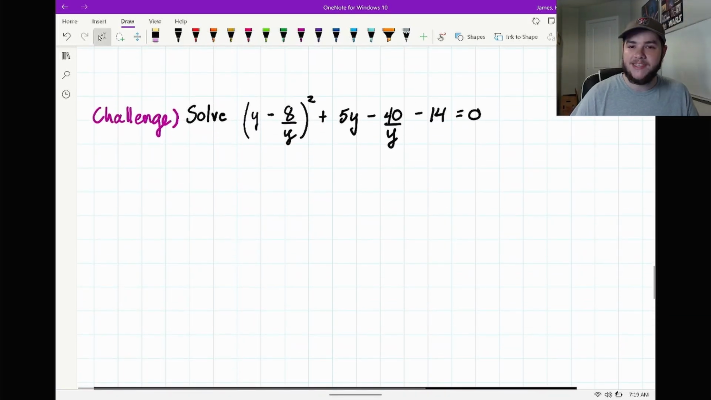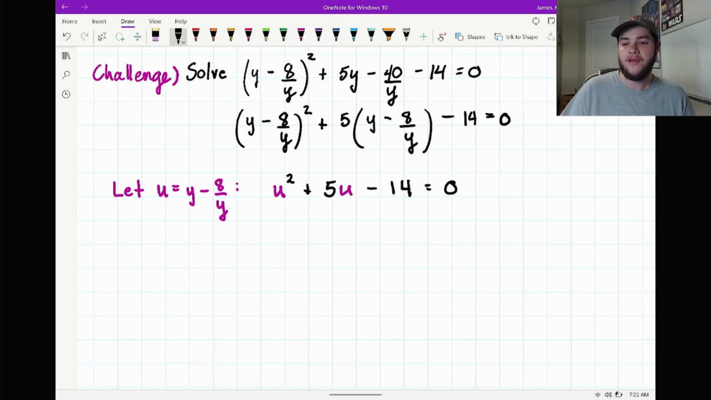Now, this is a bit of a challenge for you. Go ahead and pause the video here to see if you can figure out what substitution is necessary in order to solve this problem, and then solve it. If you need a hint, I will show you that substitution here if you want to press play for just a minute. Ready for the hint?